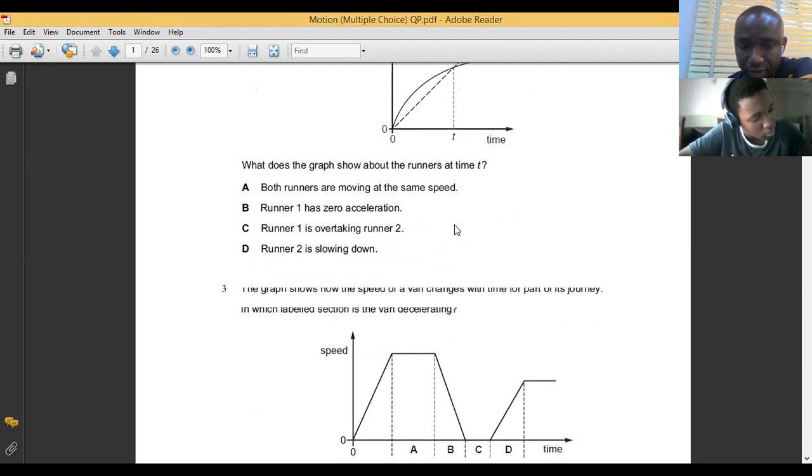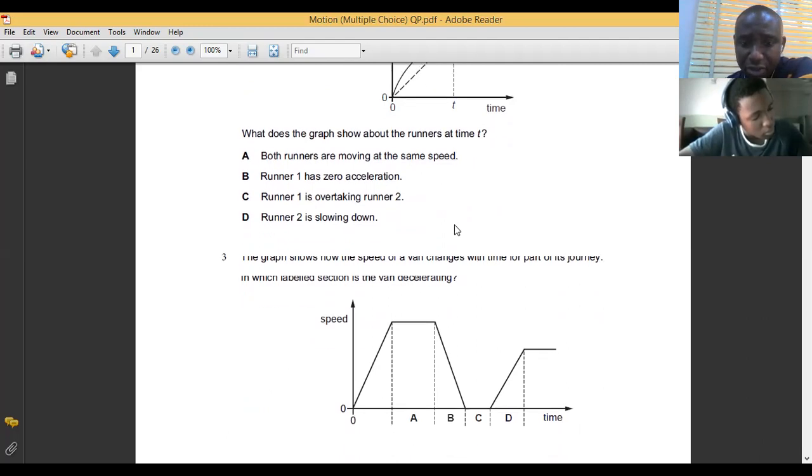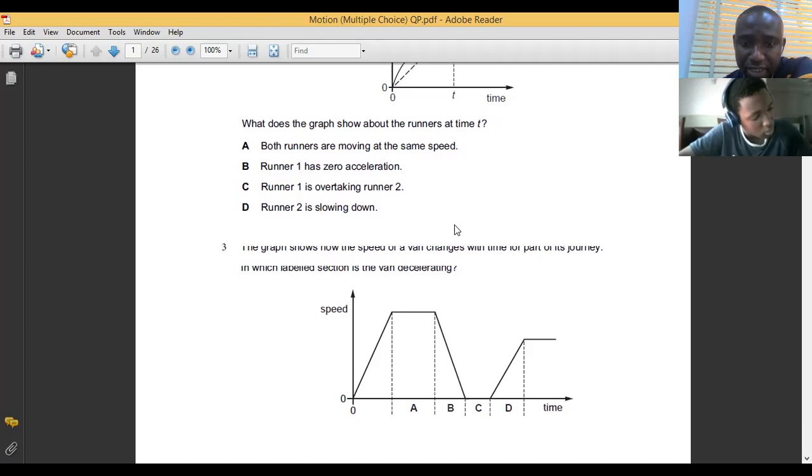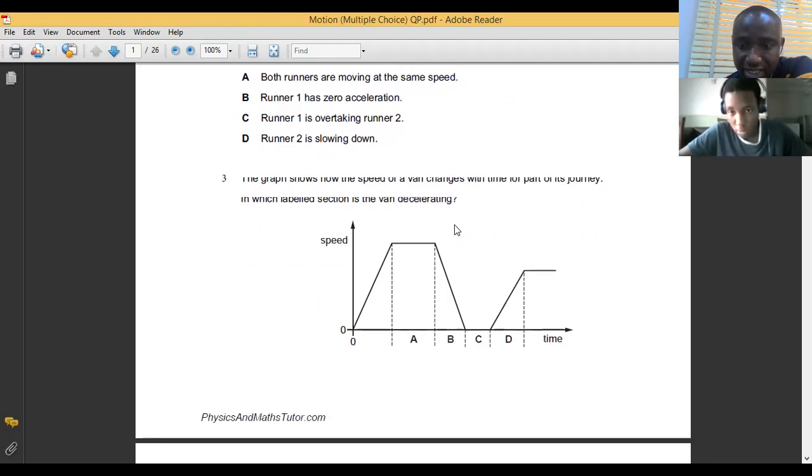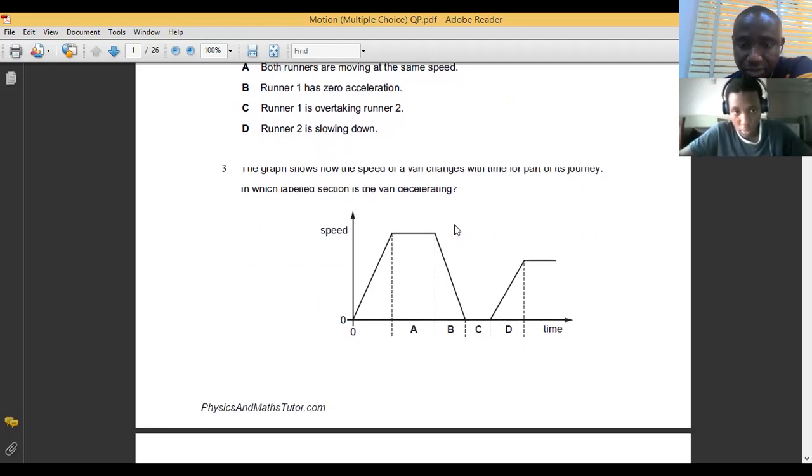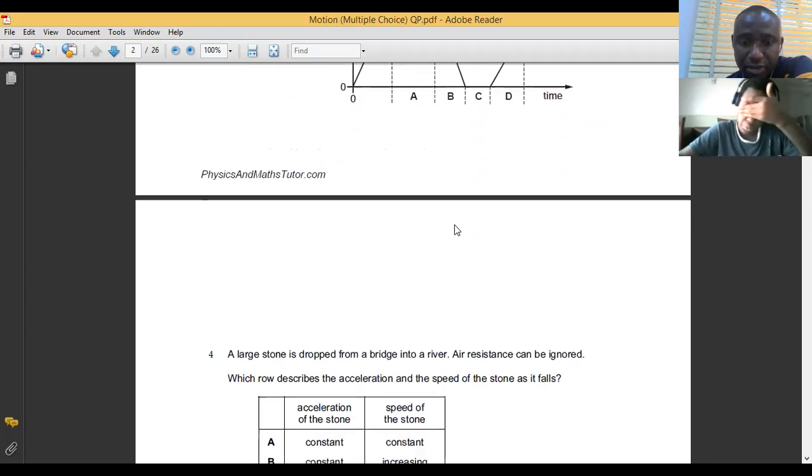Okay. Number 3, the graph shows how the speed of a van changes with time on part of its journey, which is labeled. In which labeled section is the van decelerating? B, correct. It's decelerating.